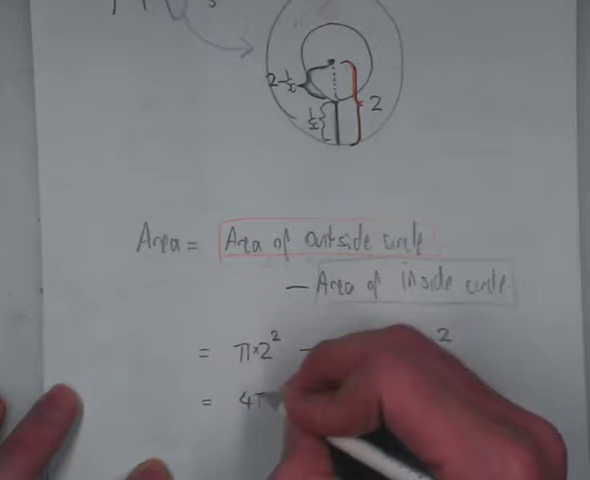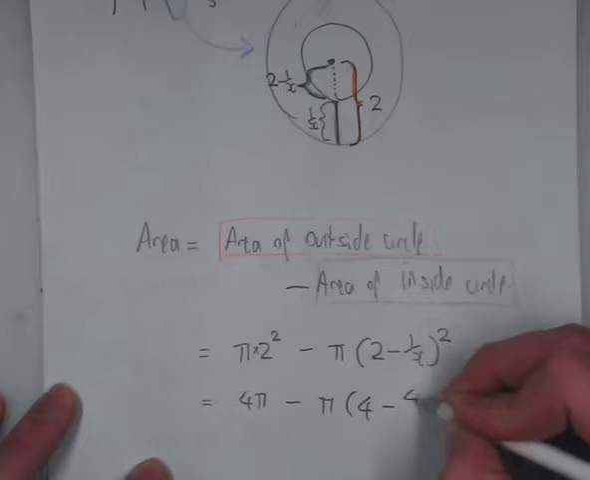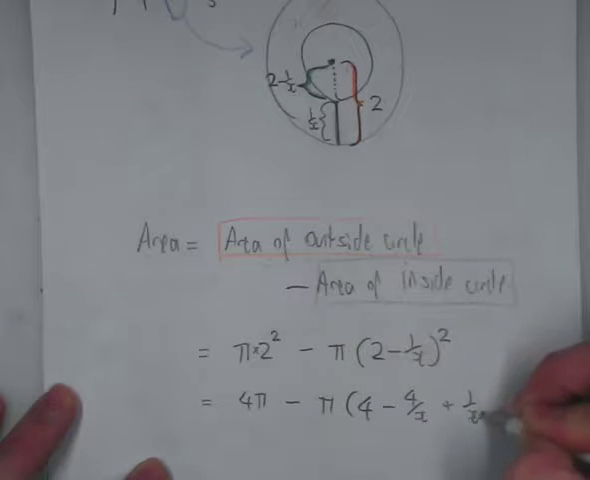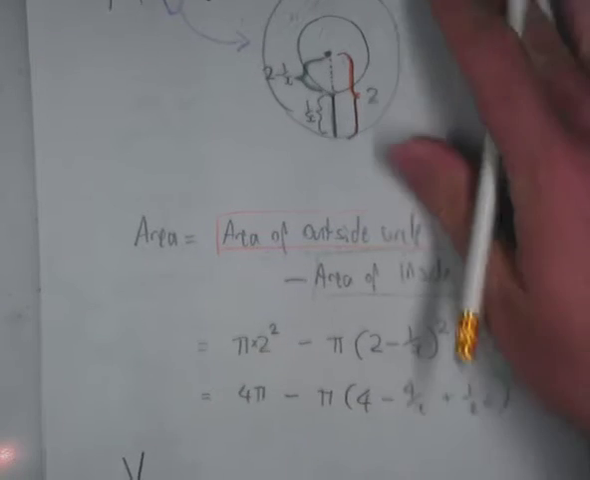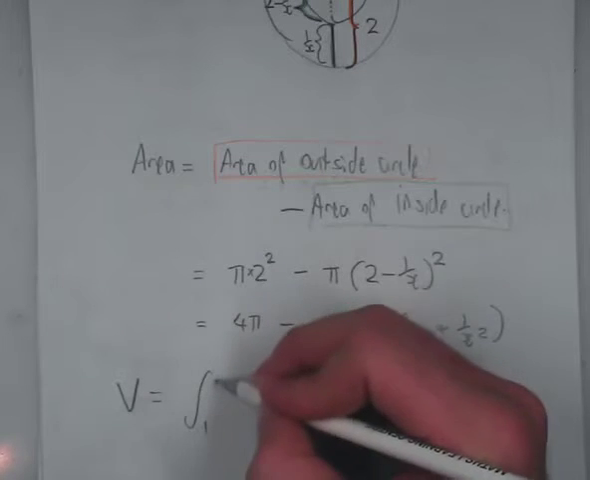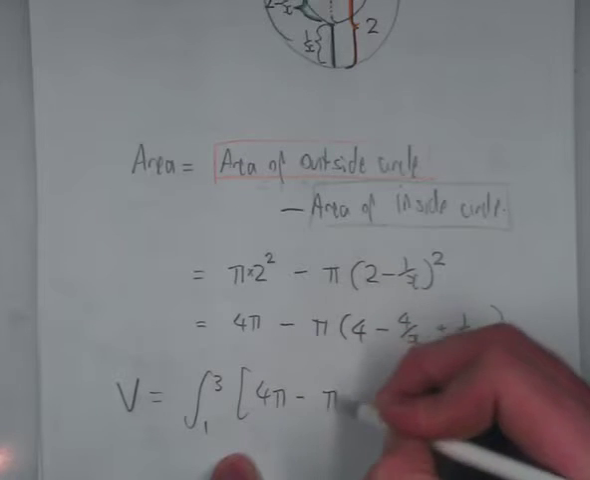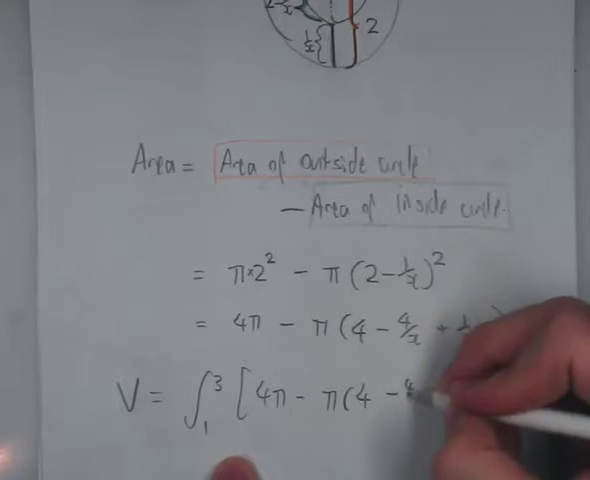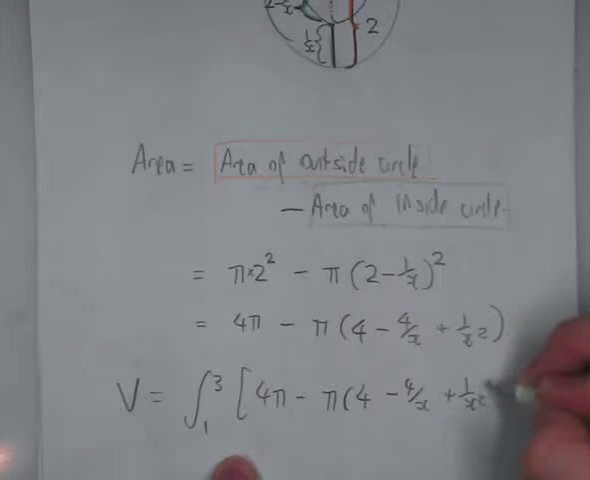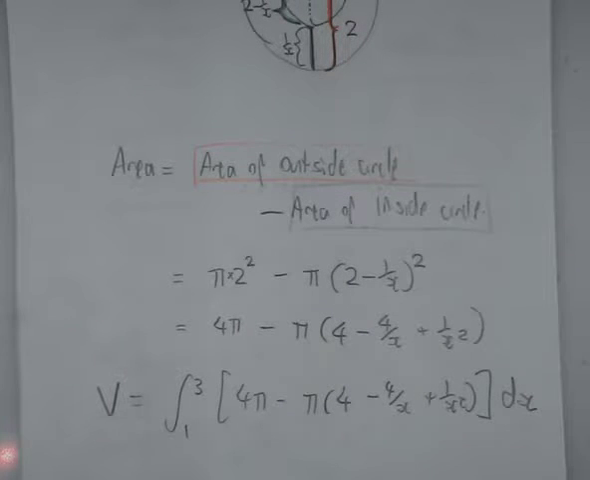So I've got 4 pi minus pi times that's what I'm going to integrate. So my volume is going to be the integral from 1 to 3 of this area. Oh look, there's another 4 pi there, which is sort of cool. Dx. And that is what the volume is going to be.